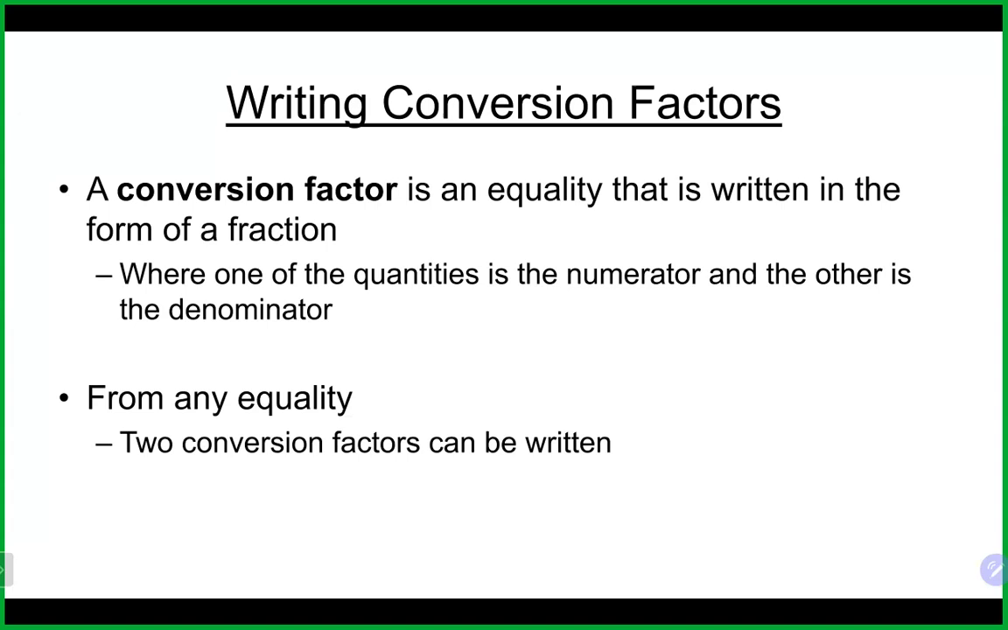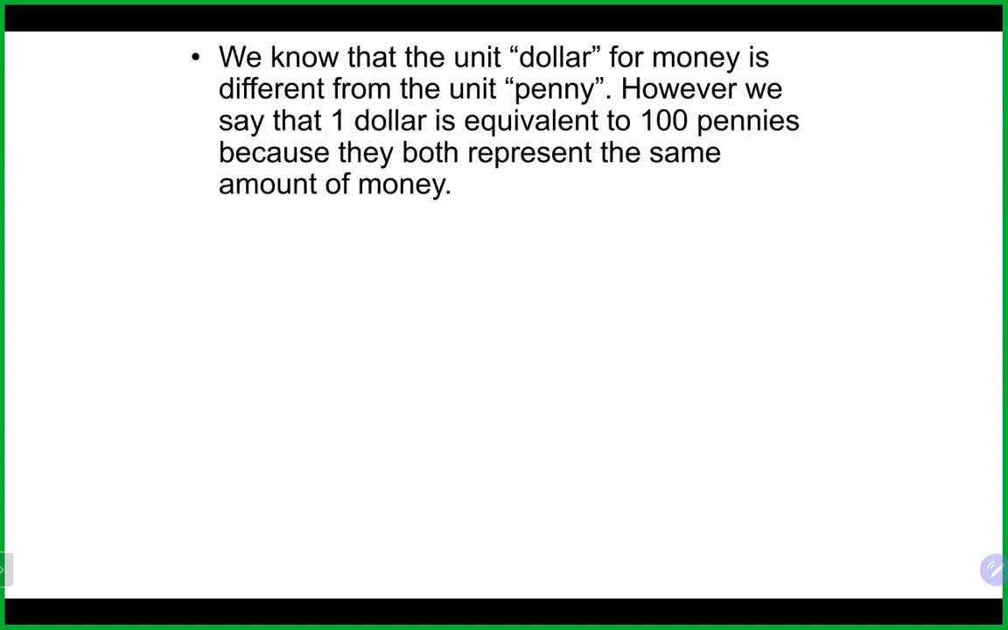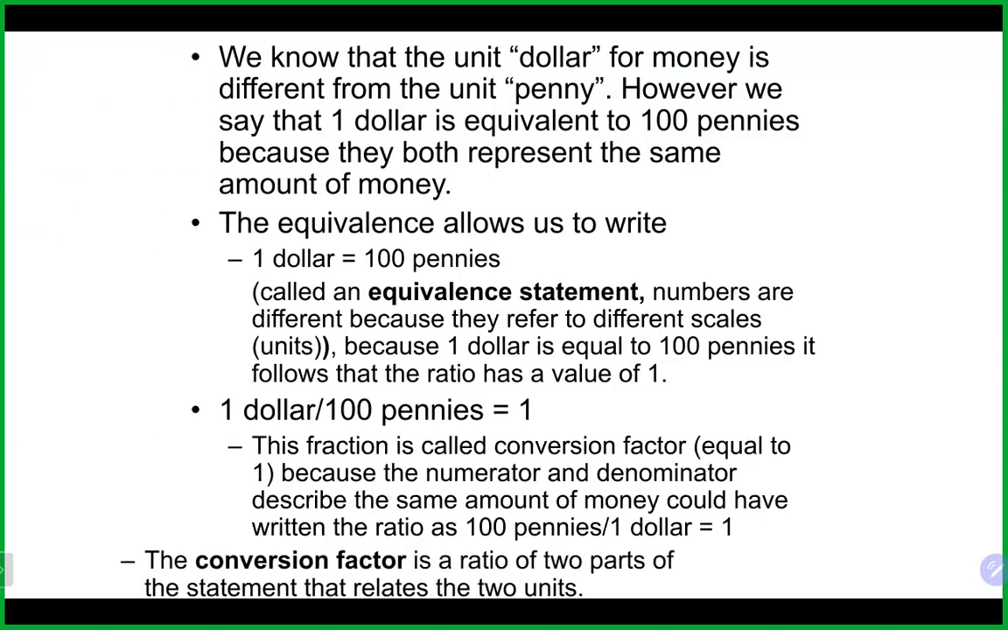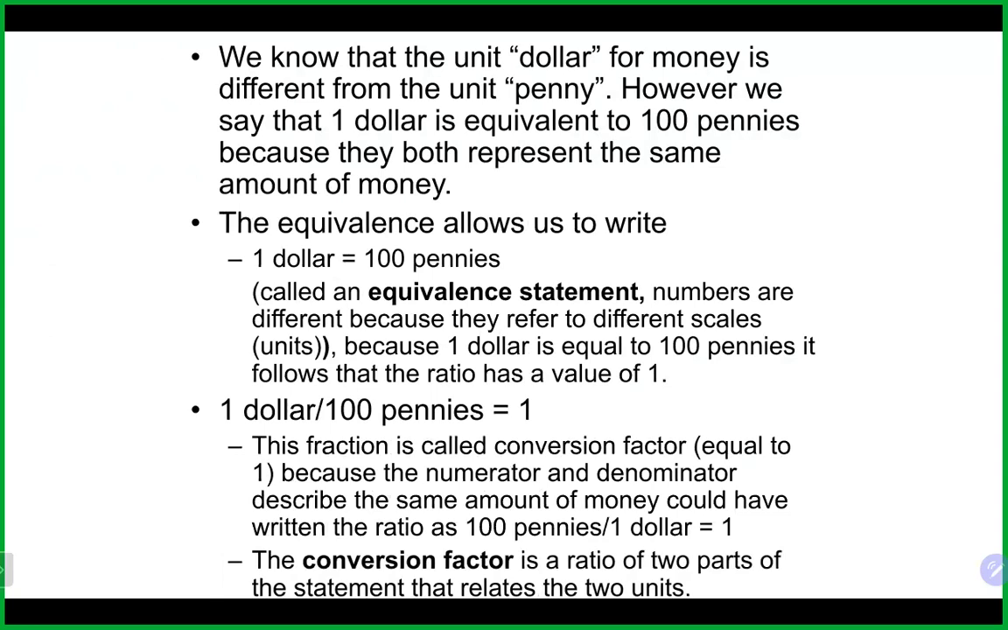Again, an equality is two measurements that represent the same amount of something. From any equality, you have the option of two conversion factors that you could write, like we did in that previous problem. So for example, we know that 100 pennies equals $1, right? It represents the same amount of money you could pay in the drive-through with pennies, I suppose. They probably don't want you back in the drive-through, but you could also pay with dollars as well.